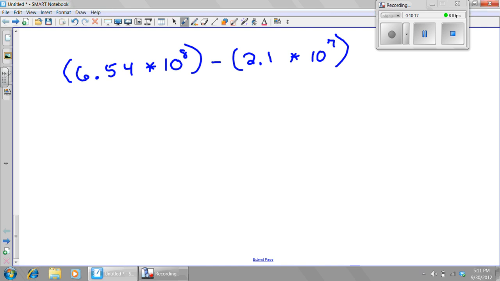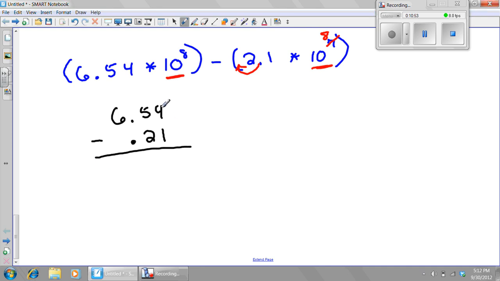Okay, why don't you pause the video and see if you can do it. Here comes my solution. I have 10 to the 8th and 10 to the 7th. They don't match. I want to turn the 7 into an 8. I multiply by 10, raising the exponent by 1. But here I divide by 10, moving the decimal point one place to the left. Now I rewrite my problem. 6.54 minus, lining up my decimal points, 0.21.